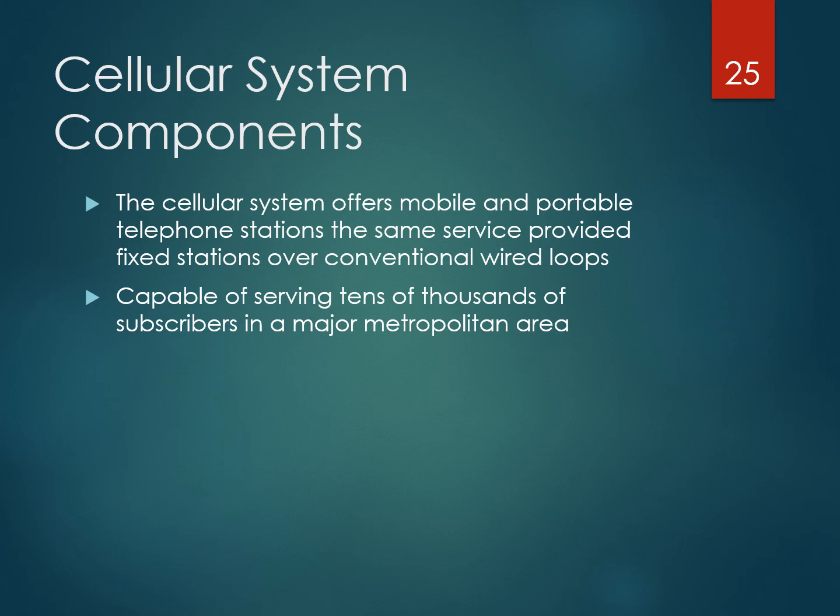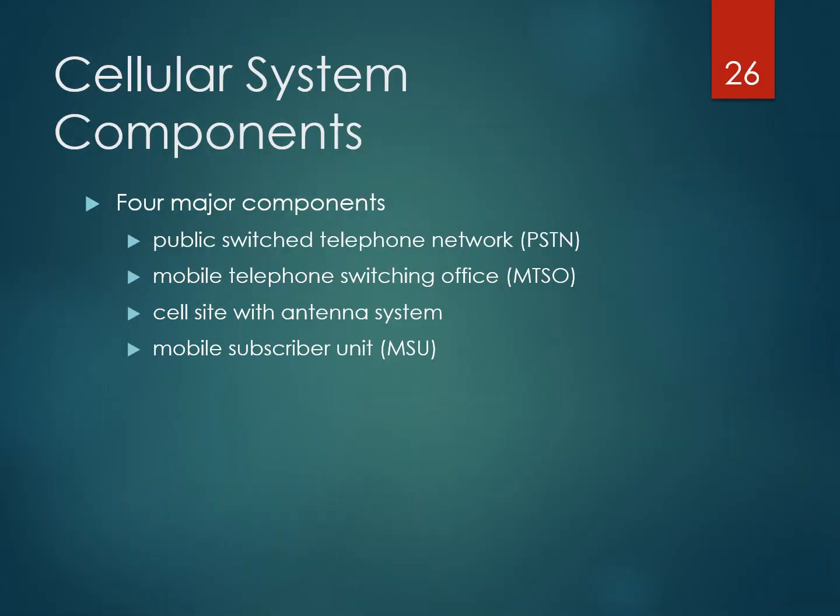And the next concept is cellular system components. A cellular system offers mobile and portable telephone stations the same service as fixed stations over a conventional wired loop. So for connecting the cellular system to your landline wired loop, how are we going to connect, and what is the mechanism that is happening in the cellular system? So, cellular components: there are four major components that we have to remember. First, the public switched telephone network, PSTN.